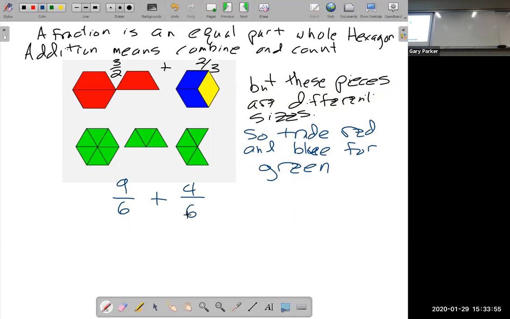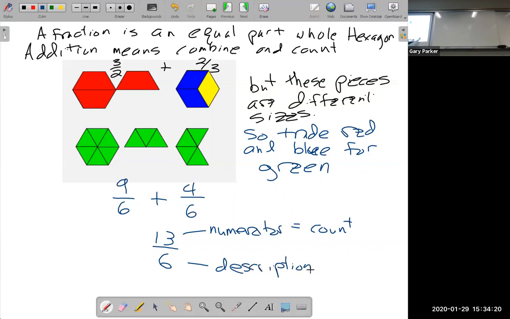So I have 13, and what are those? Each of those 13 things? They are 6ths. Yeah, so remember the numerator always means your count. And it only makes sense to count like things. The denominator is your description. What are you counting? In this case, we are counting 6ths. So there's one quick answer.